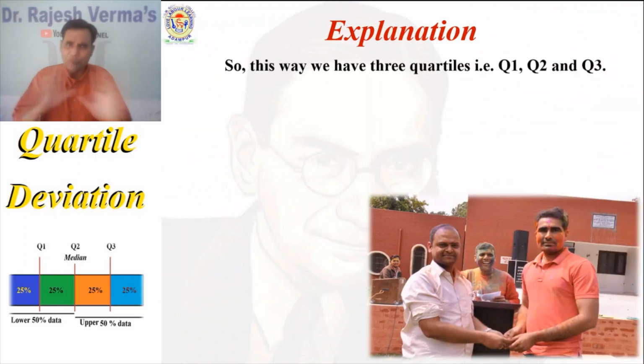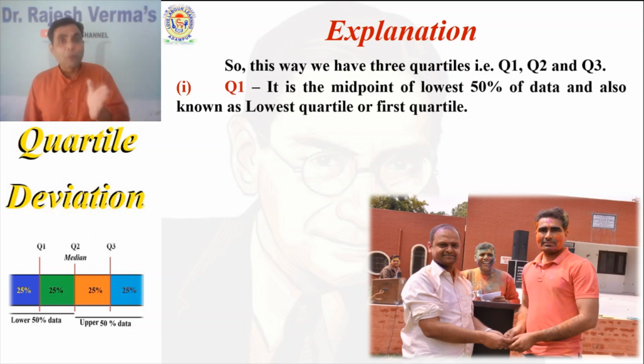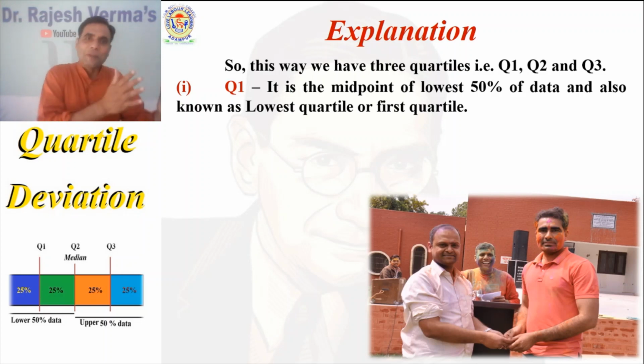Now let us explain it, though I explained it through the meaning and definition also. So this way we have three quartiles, that is Q1, Q2 and Q3. What is Q1? It is the midpoint of the lowest 50% of data, also known as the lowest quartile or the first quartile. Remember, it is the midpoint of the lowest 50% of the data that I told you.